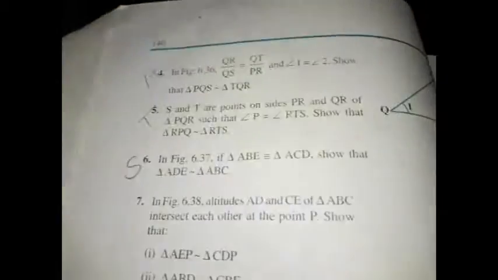Now let us see how we can solve our next problem. S and T are points on sides PR and QR of triangle PQR such that angle P is equal to angle RTS. Show that triangle RPQ is similar to triangle RTS. Diagram is not given, so we have to draw the diagram. See, I have drawn the diagram here.